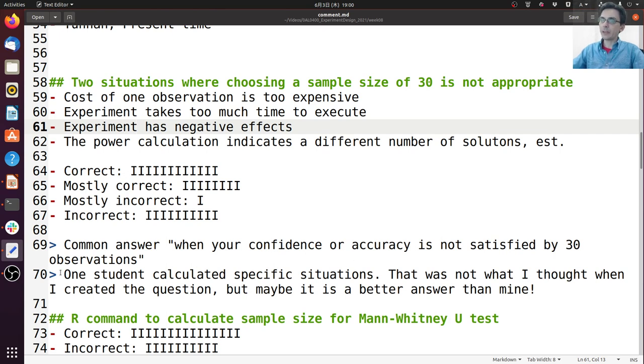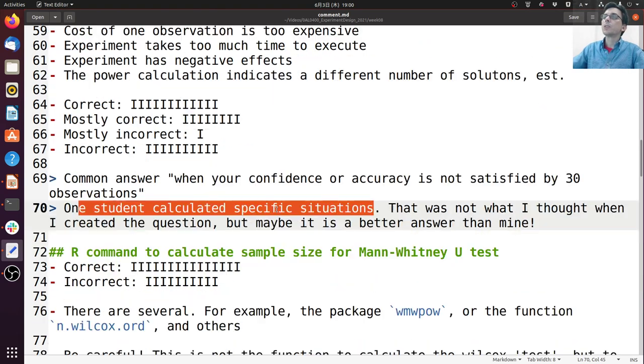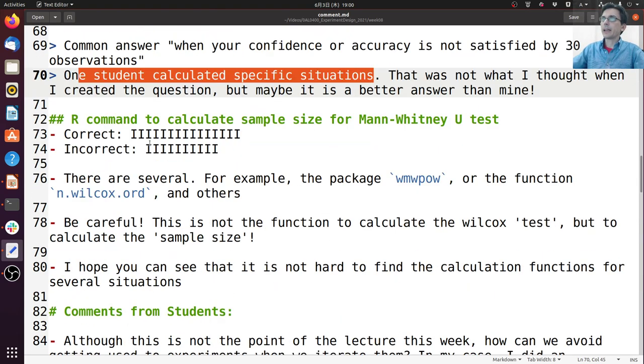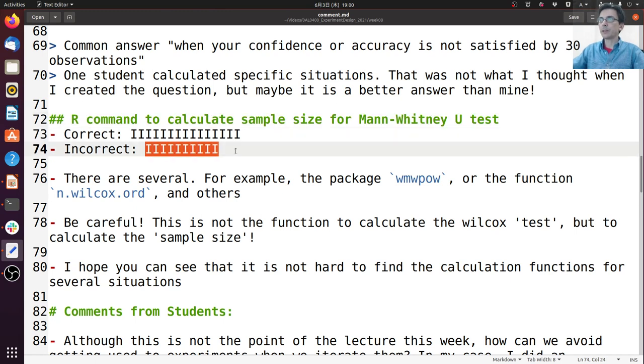One student actually calculated the specific numbers that are necessary for this. This is not exactly what I had in mind when I created the question, but that's maybe a very good answer. Okay, the second question I asked is the R command to calculate the sample size for the Mann-Whitney U test. A lot of students got it correct, a few got it incorrect.